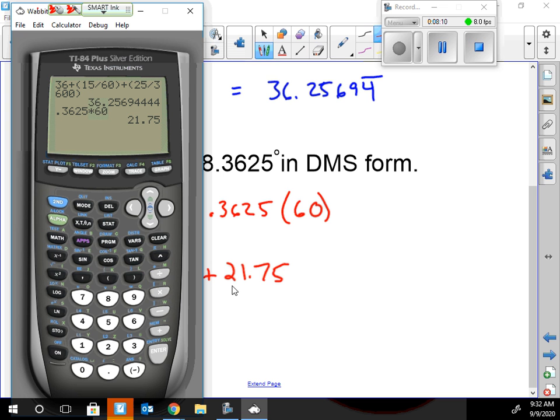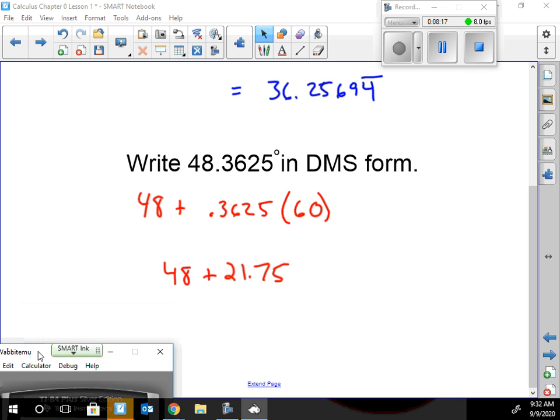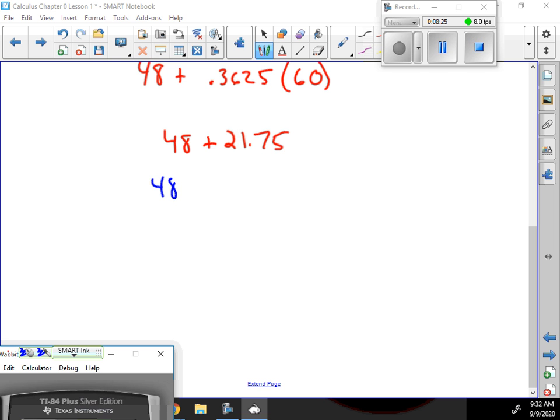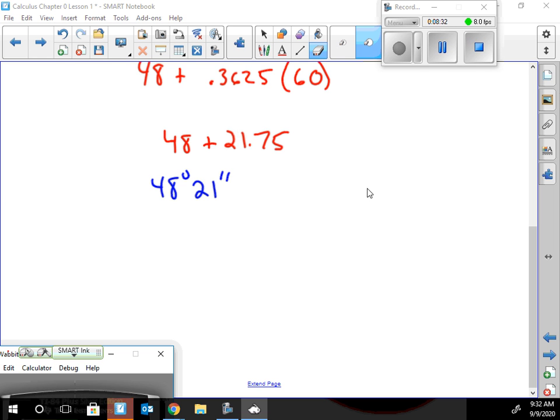But I don't have to worry about the 21. So I'm going to get the calculator out of the way now. So now I've come up with my number of minutes being 21. I do 48 degrees, 21 minutes, plus, and now you take that decimal, 0.75, and you multiply it by 60 again.